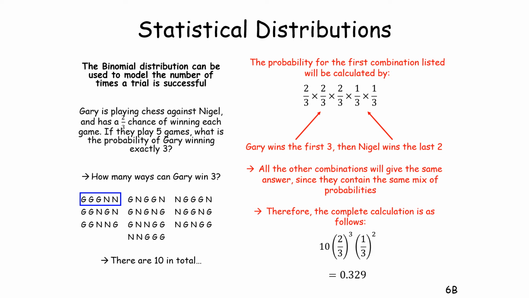So how many ways can Gary win? 3 ways. Well, there's a chance of Gary winning 3 games out of 5 is 32.9% chance.